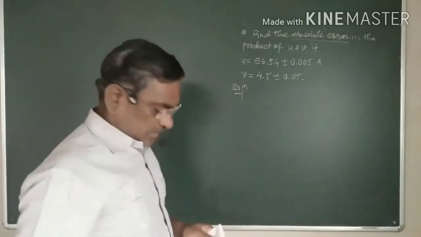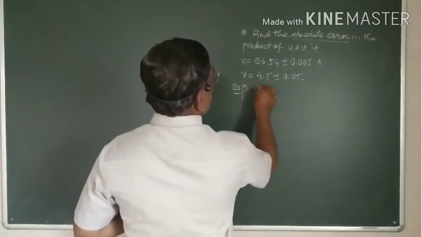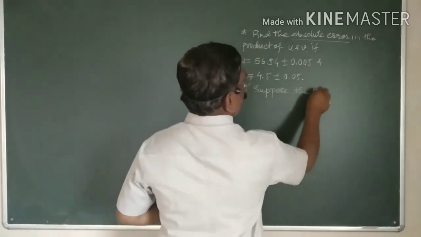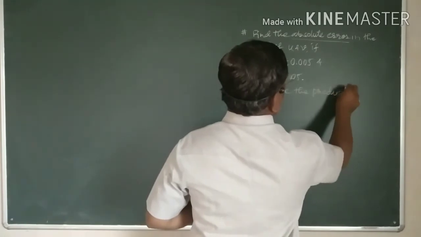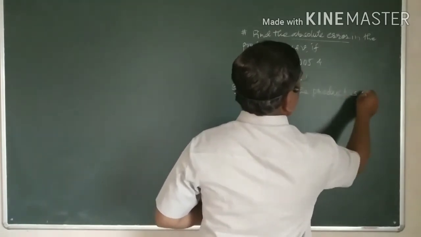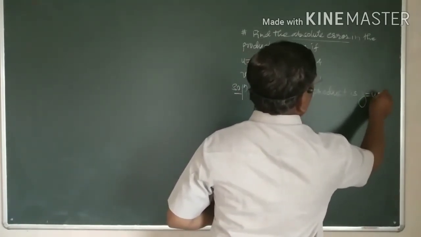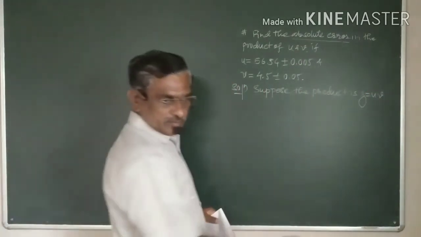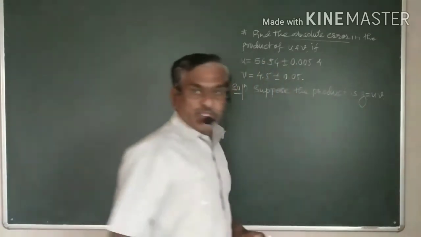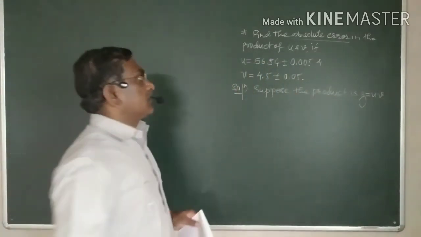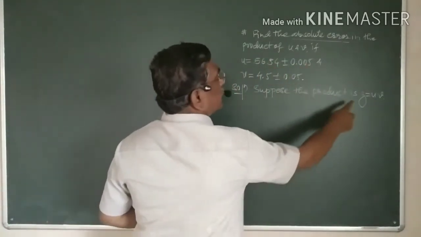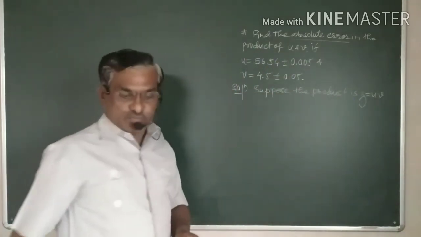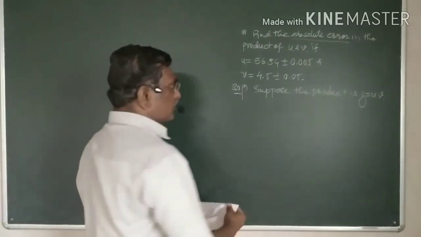Well, suppose the product is, say, Z is equal to U into V, I mean UV. If I assume the product as UV, then I need to find out the absolute error in Z. Okay, it means the absolute error in the product of U into V. Okay, now what do we do?